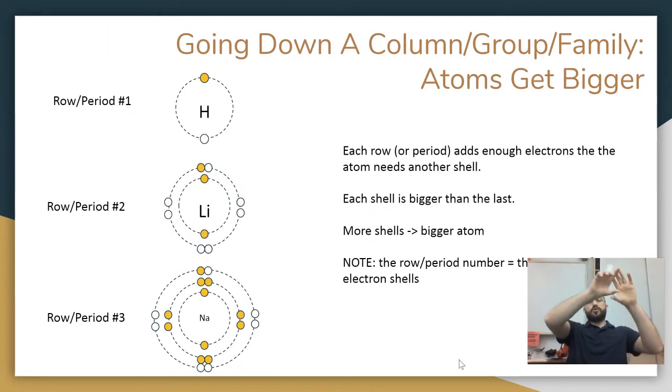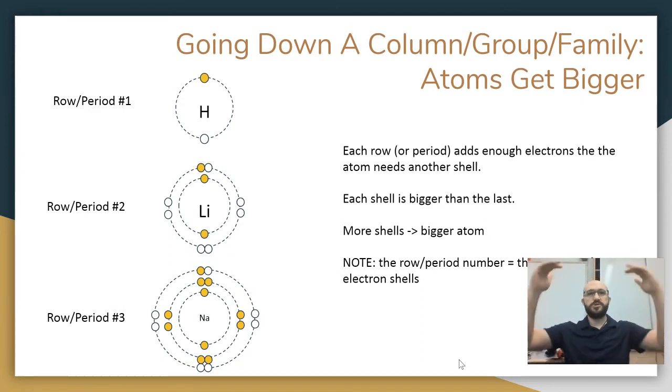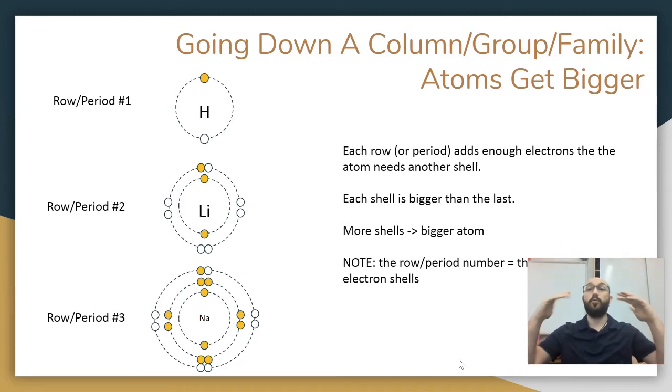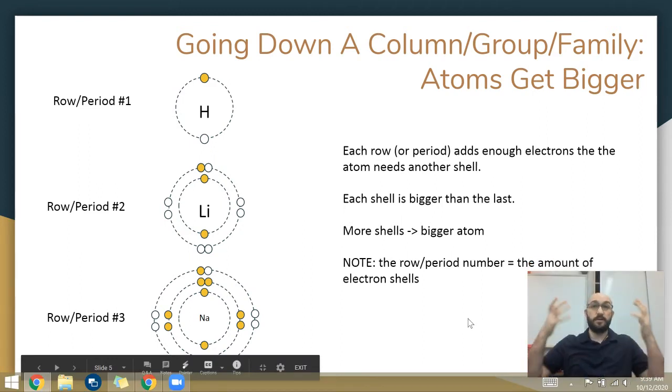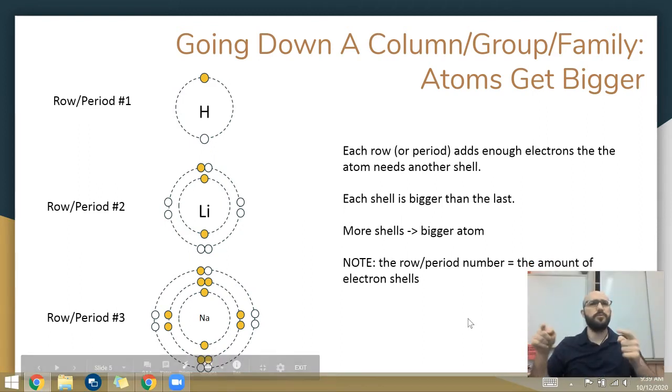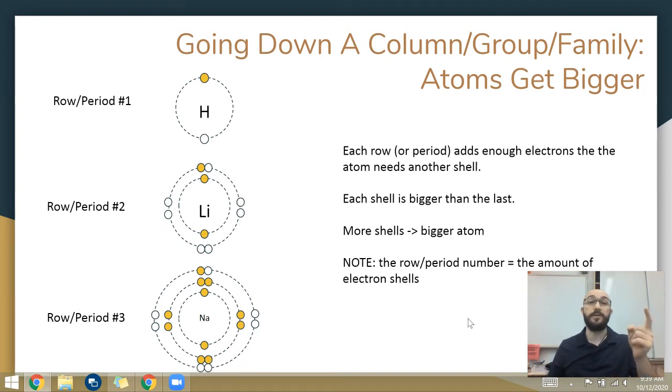So each row, also called a period, adds more electrons. So as you go down a column or group or family, you're adding enough electrons to make a new shell. Well, that new shell has to be bigger than the last, which means that as you go down, you get bigger atoms. Note, though, that row 1, period 1, has 1 orbital. Everything in period 2 has 2 orbitals. Everything in period 3 has 3 orbitals, and so on.